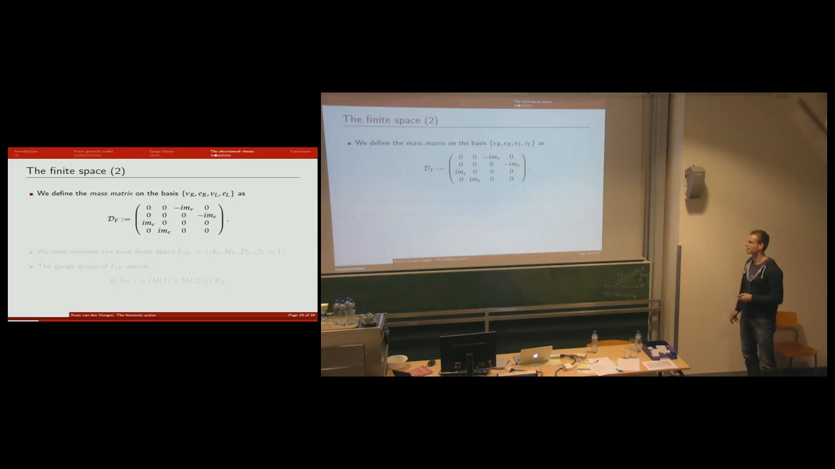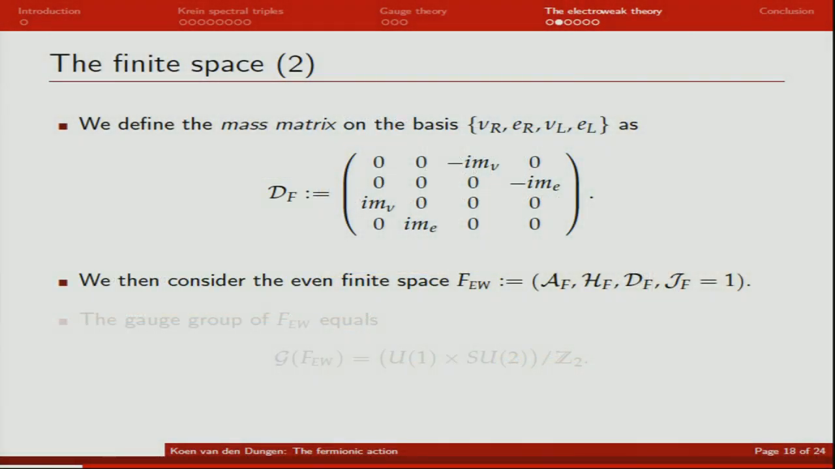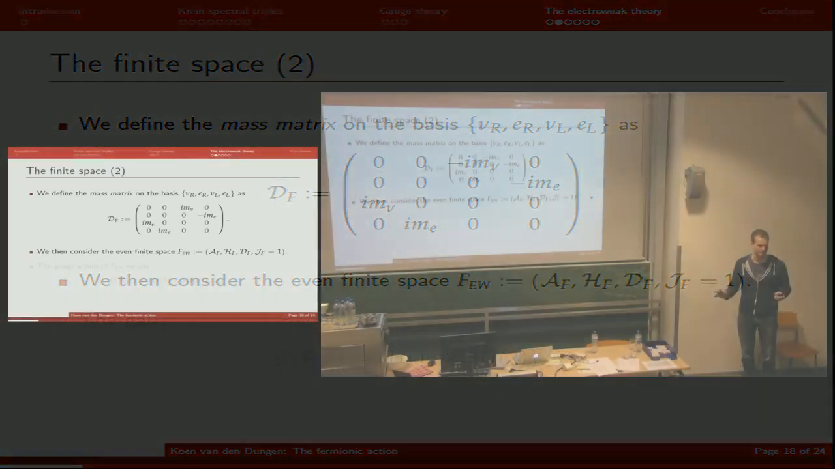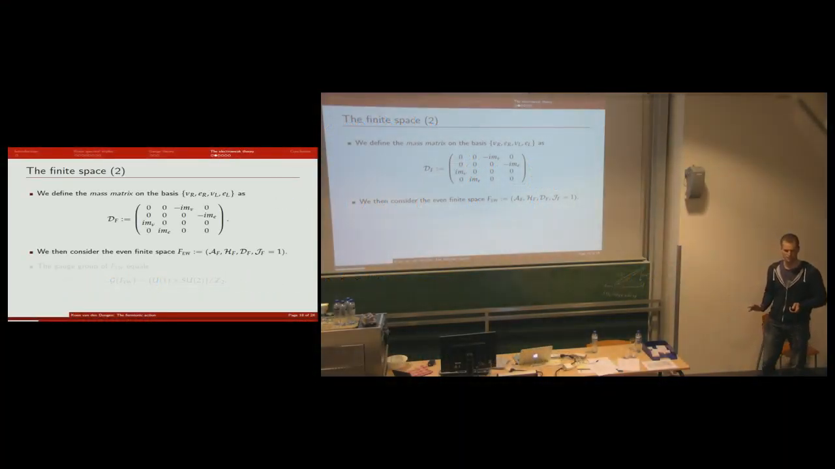All right, so I define a mass matrix on this space. So it's just two mass parameters, one for the neutrino and one for the electron. And putting everything together, I obtain a finite space. And the fundamental symmetry, I just take to be the identity operator. So in this case, we just have an ordinary spectral triple. So there's no Krein space structure. You don't put Majorana masses? No, not yet. I will in the last few slides, but at the moment there are no Majorana masses.